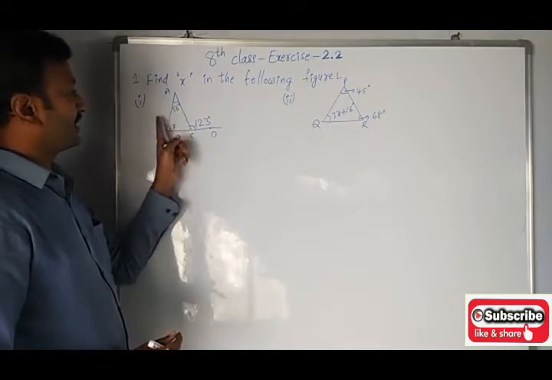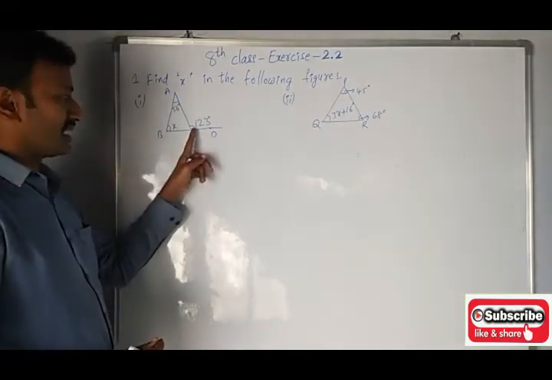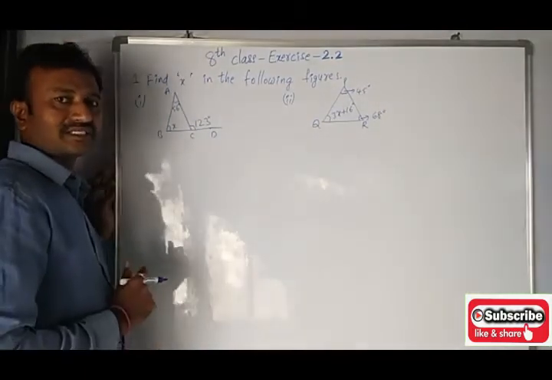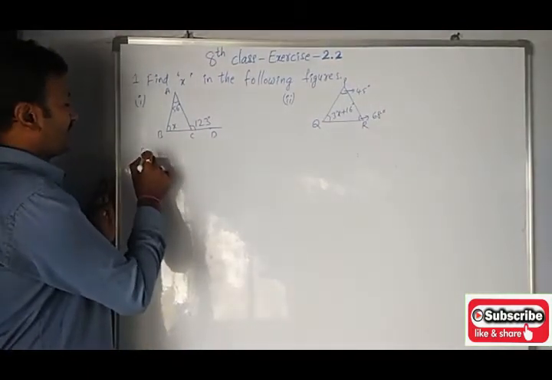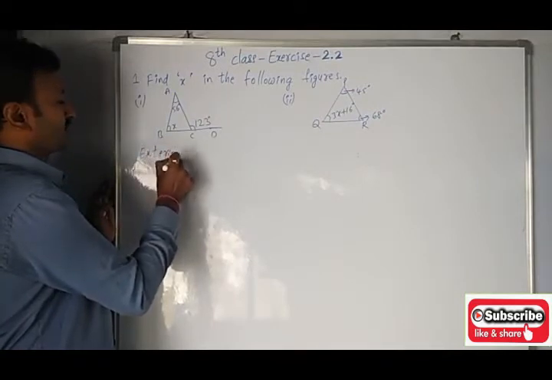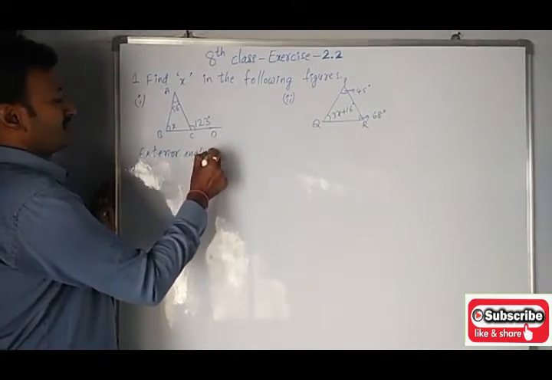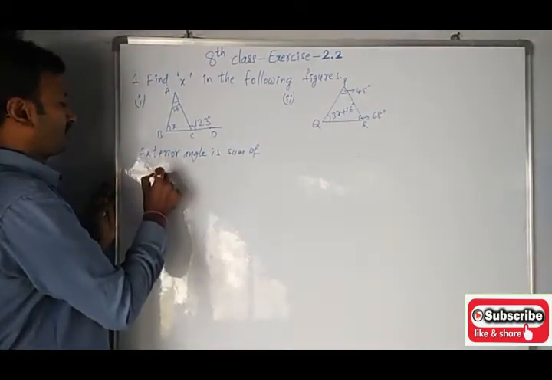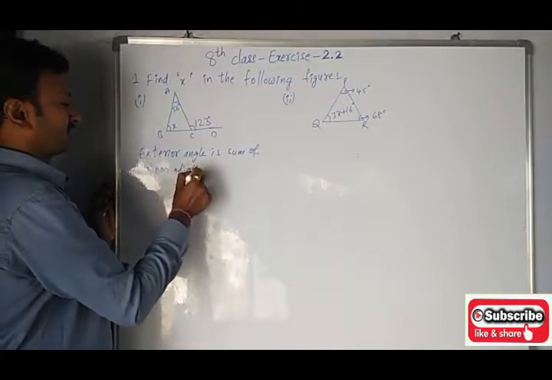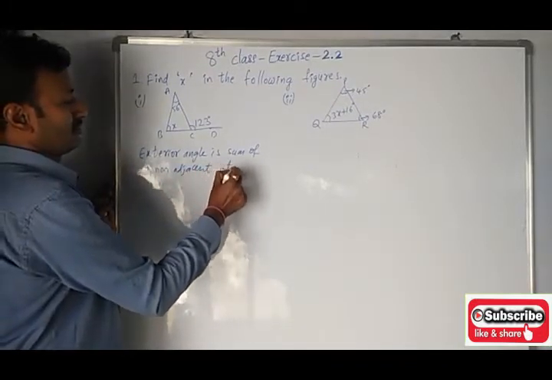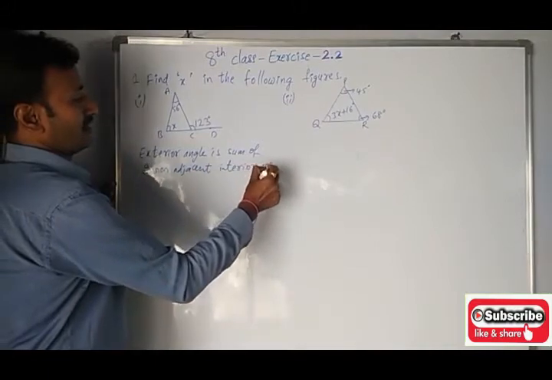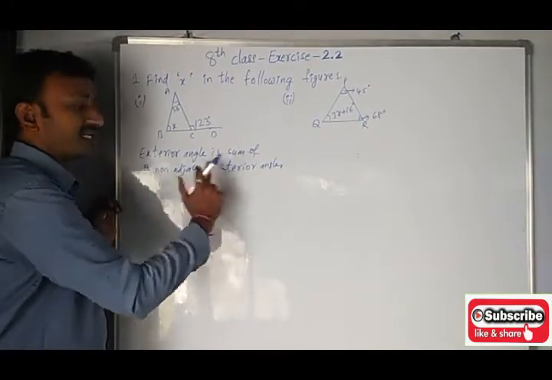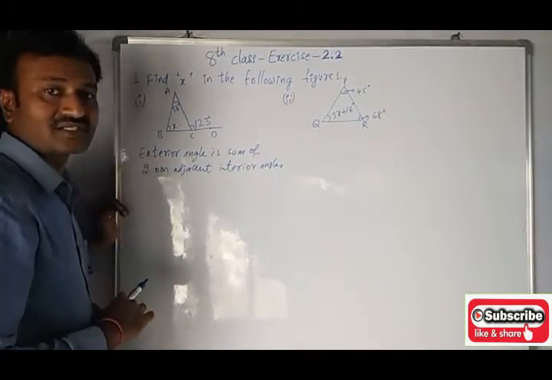Here what is given condition in this figure? This is an exterior angle and both are interior angles. An exterior angle condition what? Exterior angle is equal to the sum of two non-adjacent interior angles, right? So the sum of two non-adjacent interior angles is one exterior angle.